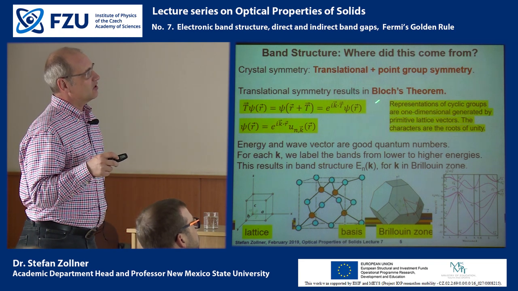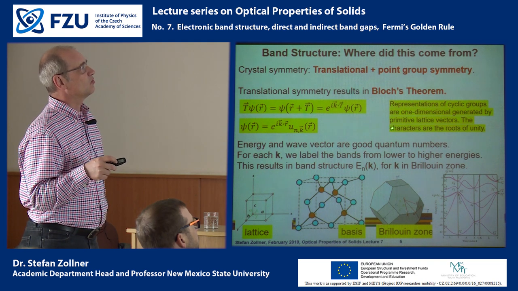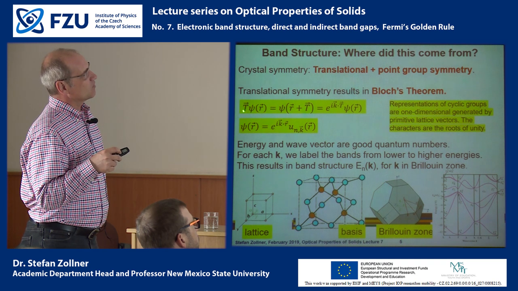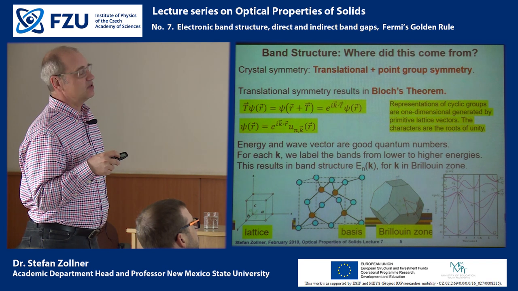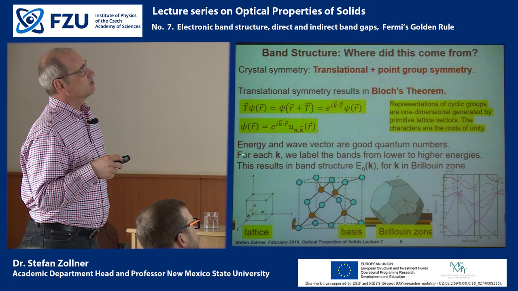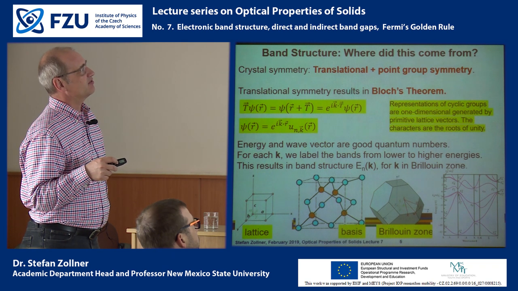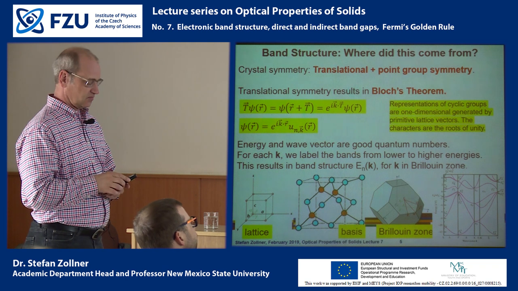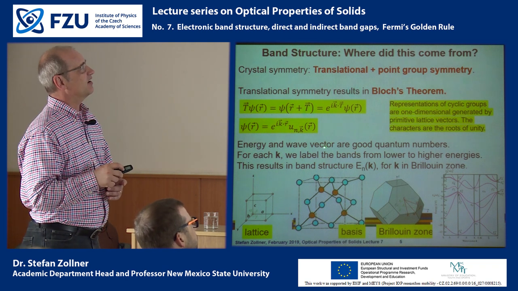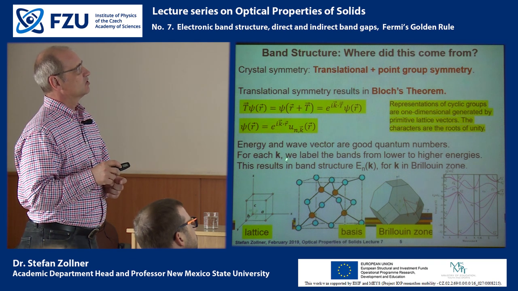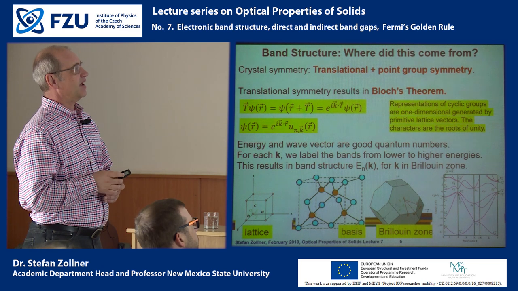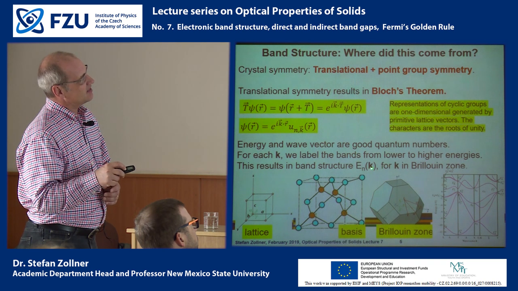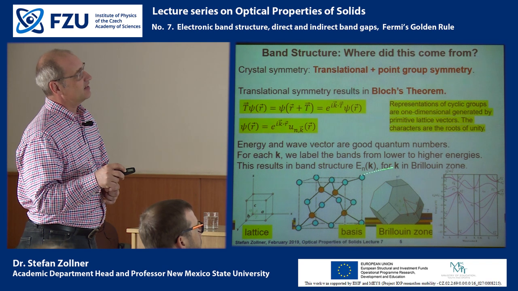So based on the representation theory for one-dimensional cyclic groups, we get Bloch's theorem. And the translational symmetry commutes with the Hamiltonian. And therefore, both energy and wave vector are good quantum numbers. And therefore, I can classify the electronic states by describing them by their energy and by their wave vector. So for each wave vector k, we label the bands from lower to higher energies. And we get these plots E_n as a function of the wave vector for any k in the Brillouin zone.